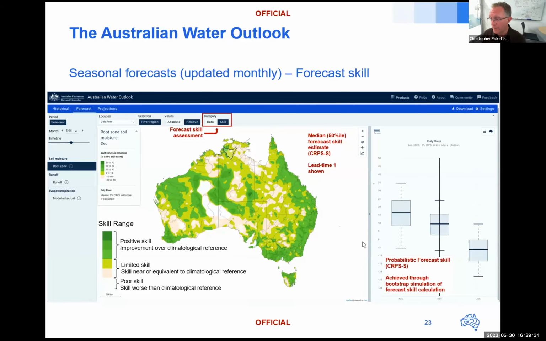So this is available to the public, where they can look at how good the forecast skill is for these products out to 3 months. And these are provided as a map with a pretty intuitive color range, where people can see where forecast skill is good or acceptable, and where it's poor skill or limited skill.